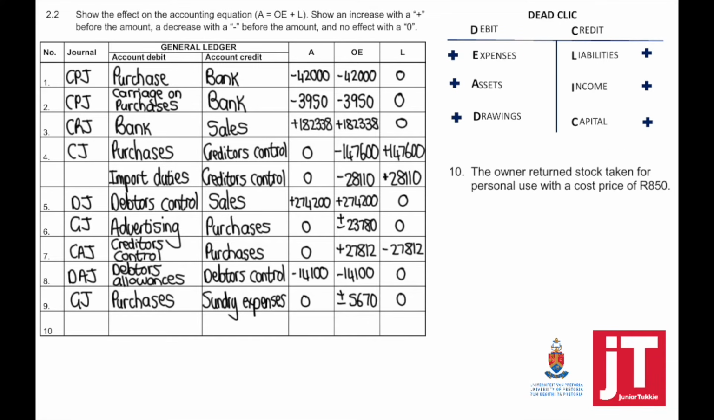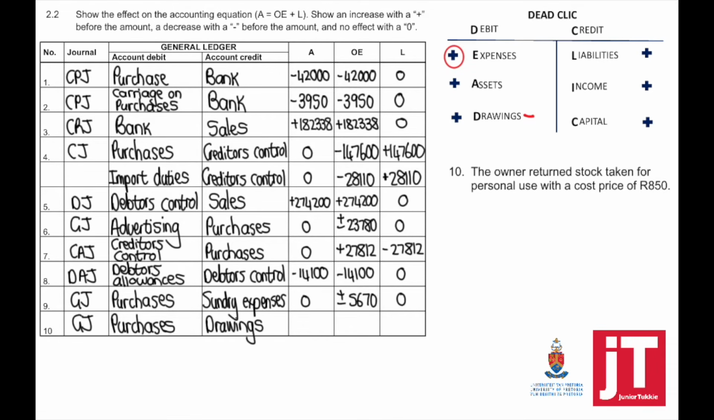Number 10, the owner returned stock taken for personal use with a cost of 850. So the owner took from the business, but now decided that he's going to return that, which means that in my general journal, the purchases will now be debited because the owner returned the goods. Drawings is credited.